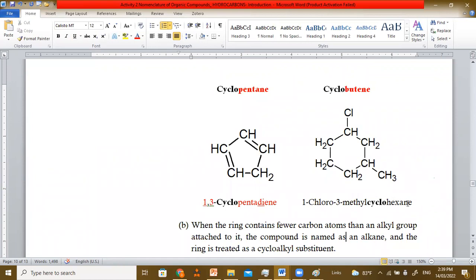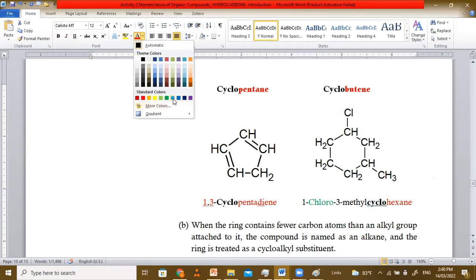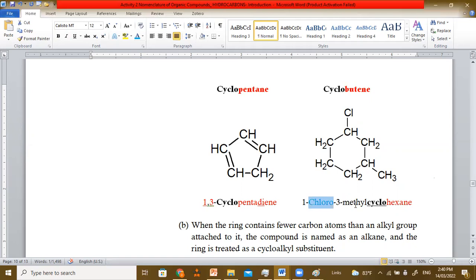Okay, and then if you have other substituents, you have 1, 2, 3, 4, 5, 6. That's hexane. That's our parent chain. But since it is cyclic, we include cyclo in our parent chain. And then you have your substituents. Your substituents here are methyl and chloro. So we alphabetize. It's chloro and methyl. We start with chloro first, and then methyl.